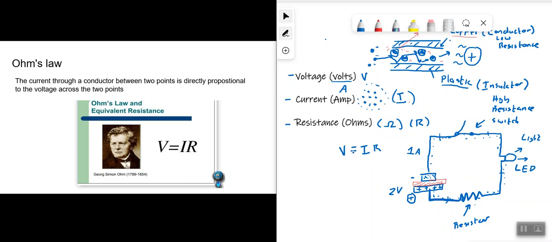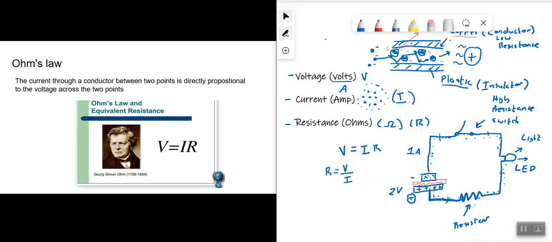So if voltage is equal to current multiplied by resistance, then we can rearrange this and find out that resistance is equal to voltage divided by current. All we have to do in order to get that is divide both sides by I. That gets rid of the I on this side, and it just leaves the resistance equal to voltage divided by current.